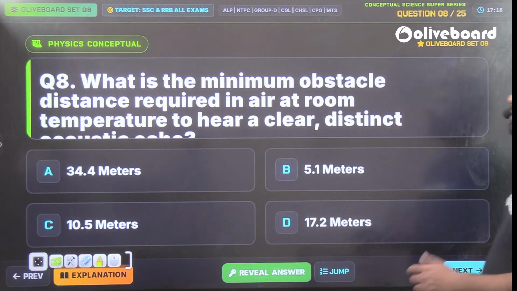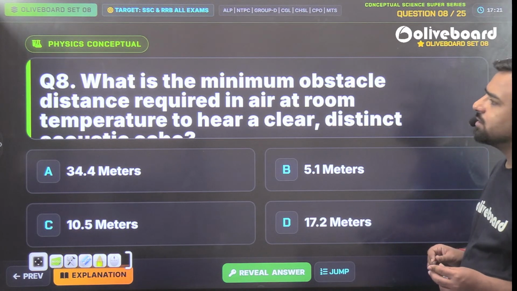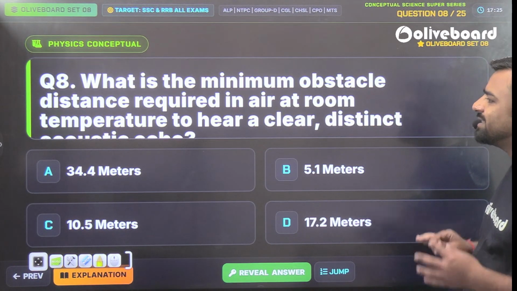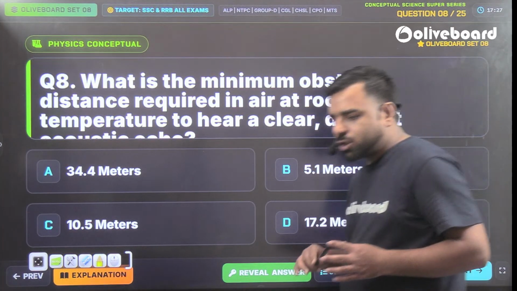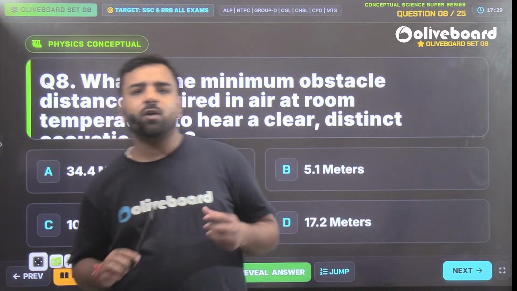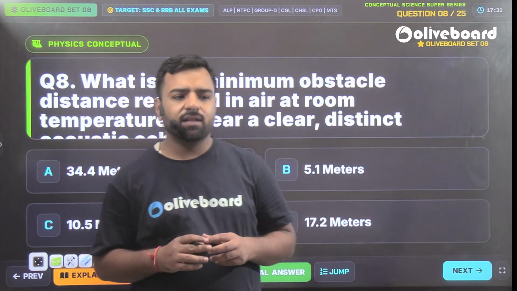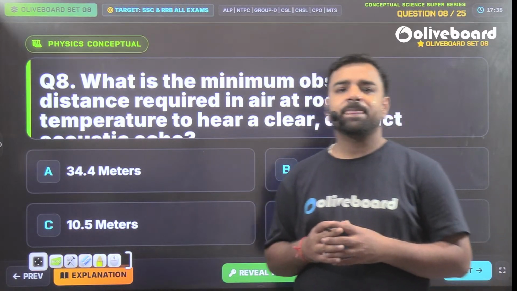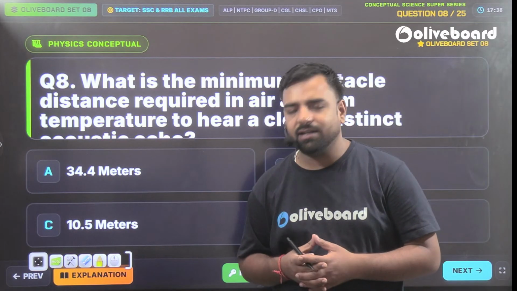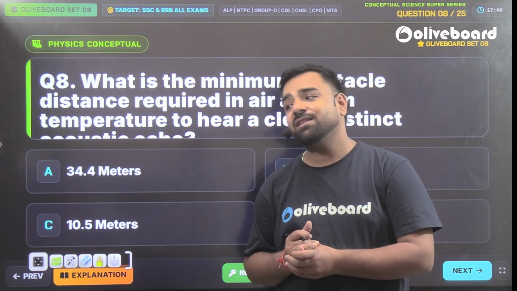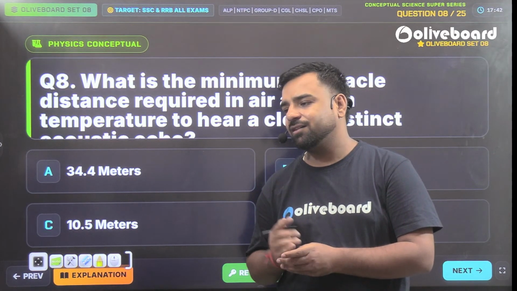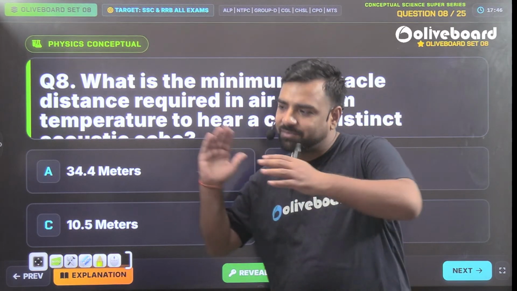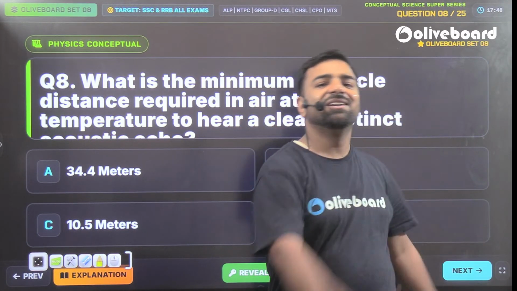Then the question is, what is the minimum obstacle distance required in air at room temperature to hear a clear, distinct acoustic echo? So guys, for the case of an echo, what is the minimum distance that is required? Let's say we are on any hill station, and there's a love point, right? At that love point, it's very common that we hear an echo. Let's say we are calling someone's name, say Reshma, then the sound will come back: Reshma, Reshma, Reshma.